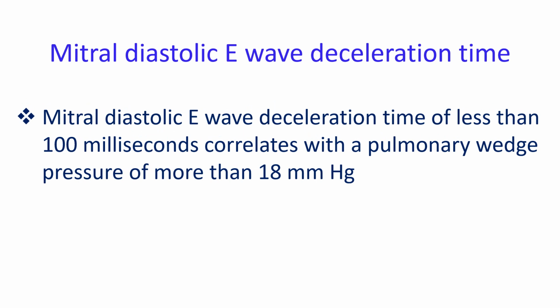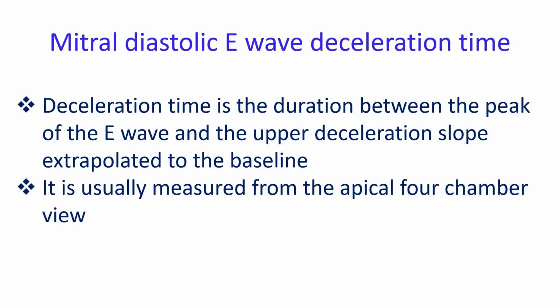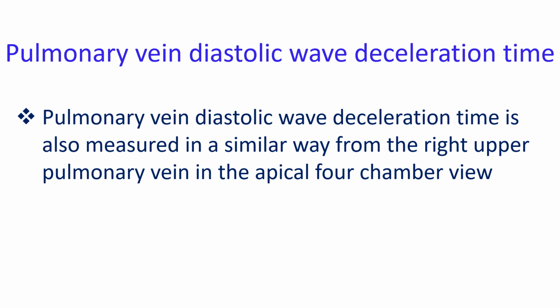Mitral diastolic E wave deceleration time of less than 100 milliseconds correlates with the pulmonary wedge pressure of more than 18 millimeters of mercury. Deceleration time is the duration between the peak of the E wave and the upper deceleration slope extrapolated to the baseline. It is usually measured from the apical four-chamber view. Pulmonary vein diastolic wave deceleration time is also measured in a similar way from the right upper pulmonary vein in the apical four-chamber view.